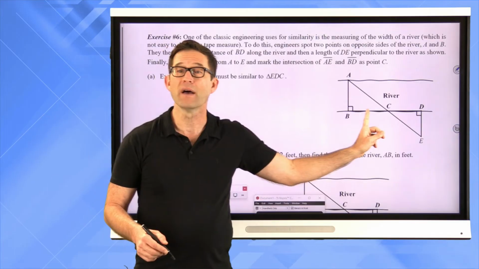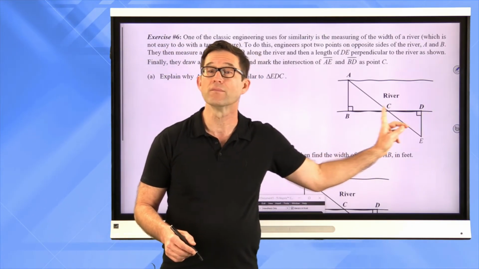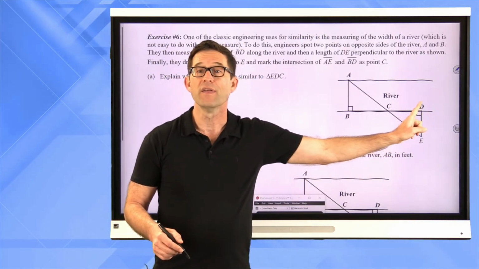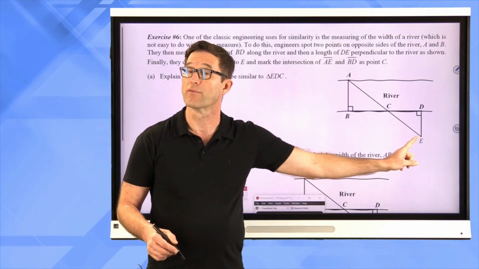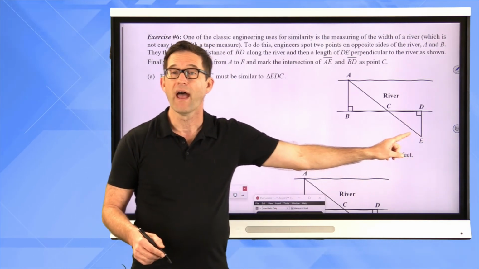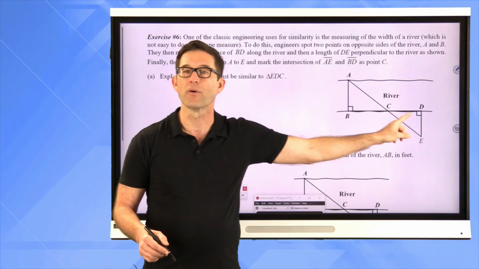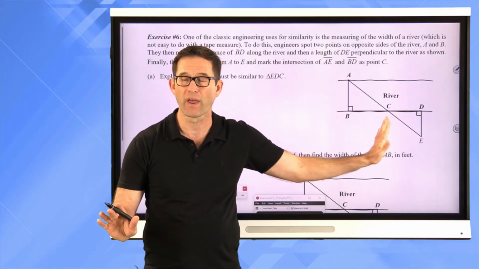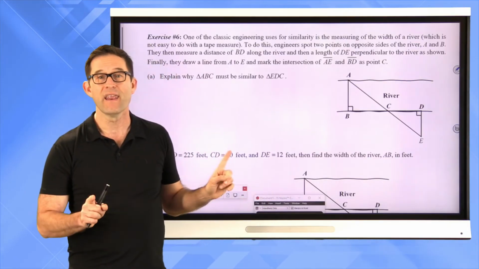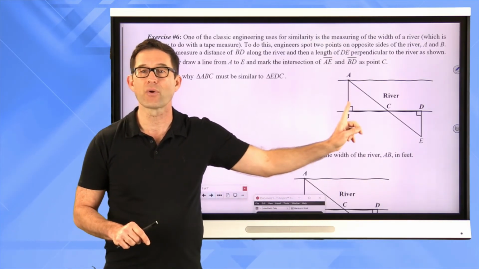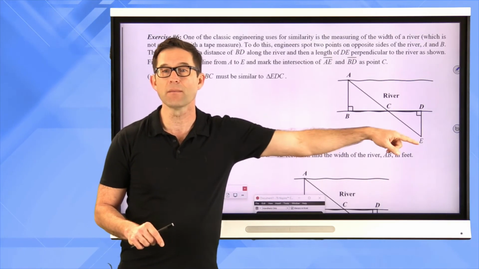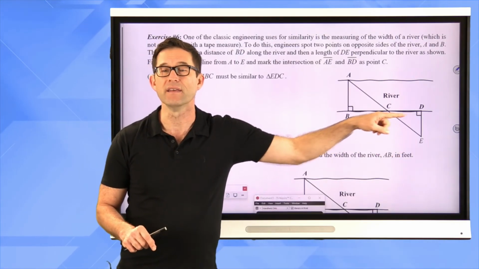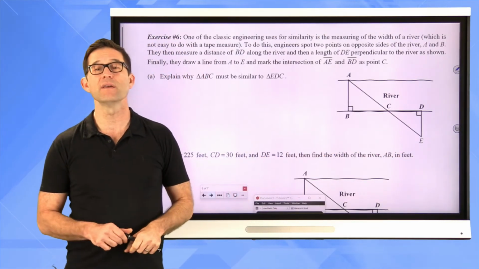All right, then they would measure some distance along the river, from B to D. They'd then measure a distance on this side of the river, which is easy enough to do. And then they'd spot a line from point A to point E and mark its intersection point like that. Okay, all that being said, now letter A, explain why triangle ABC is similar to triangle EDC. Pause the video now and see if you can justify that.